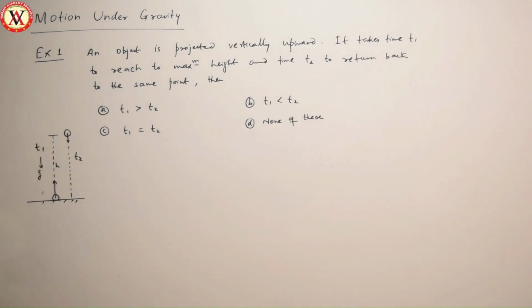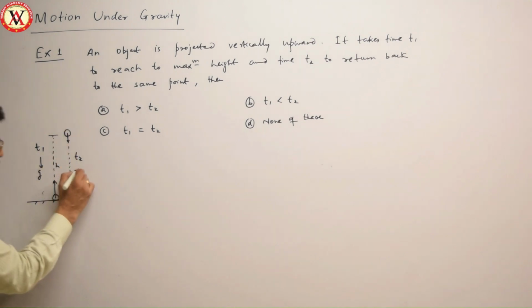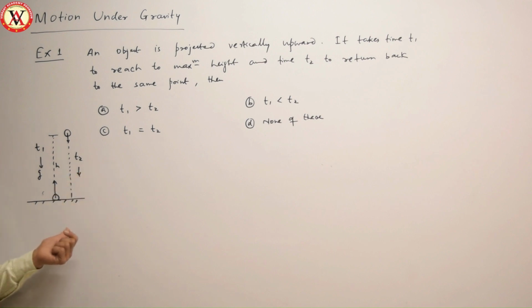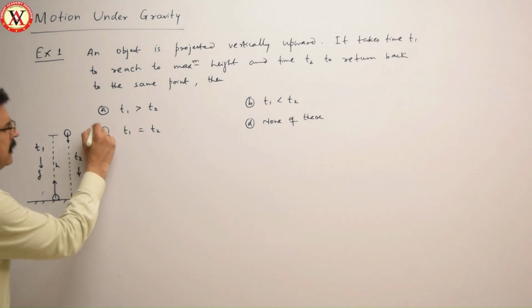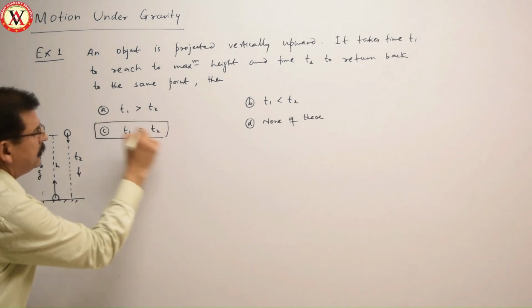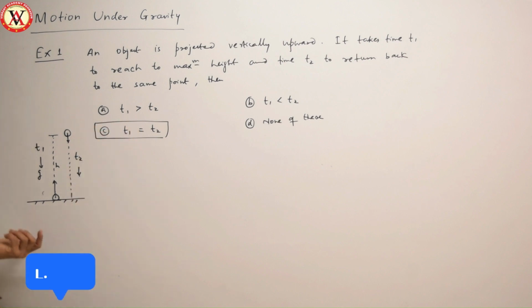If we analyze the case, it appears that when the object is moving upward, it is moving against gravity, so it may take more time. And while coming down in the direction of gravity, it may take less time. So it appears that T1 should be greater than T2. But the answer here is T1 equal to T2. Now the question arises, why is it so? When it is moving against gravity, it should take more time, but you are getting both times equal.